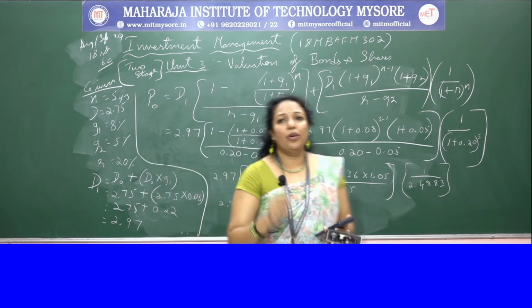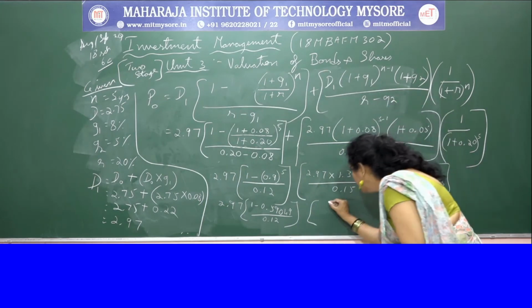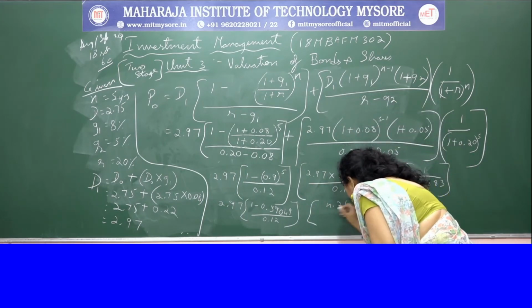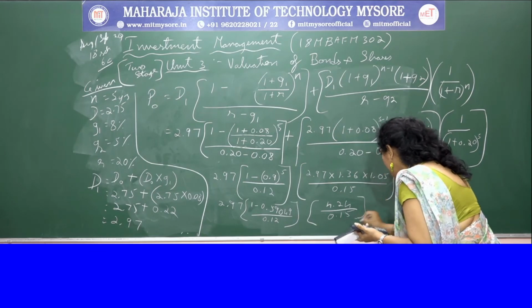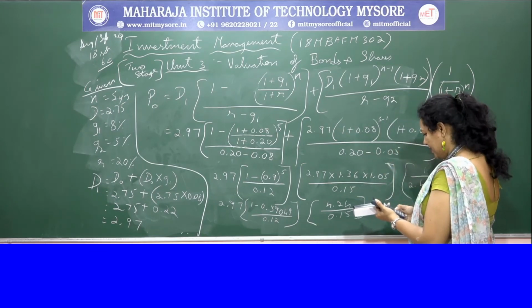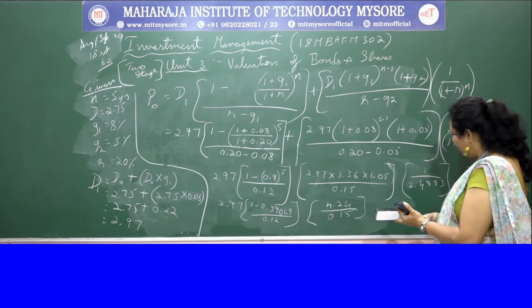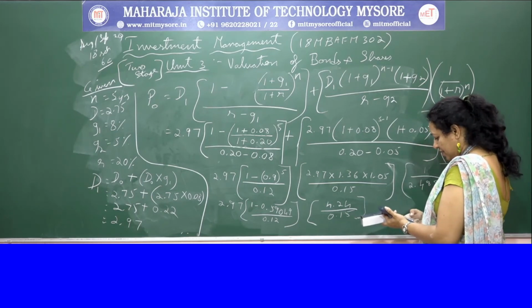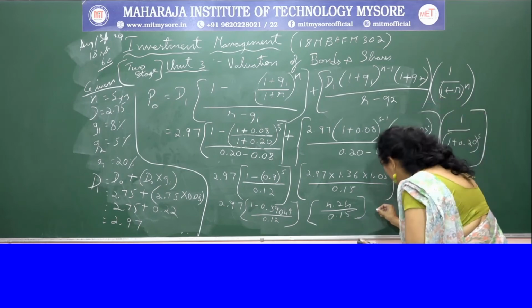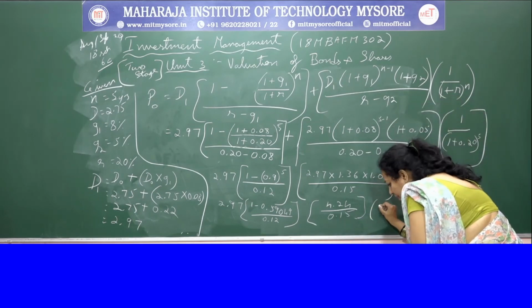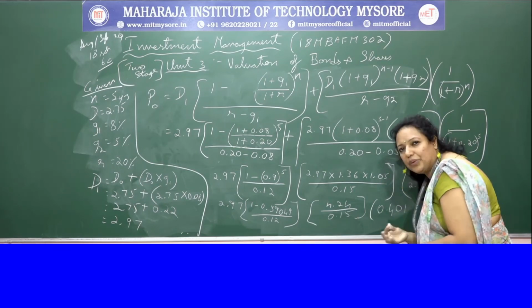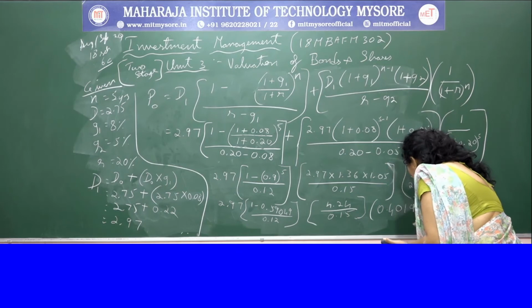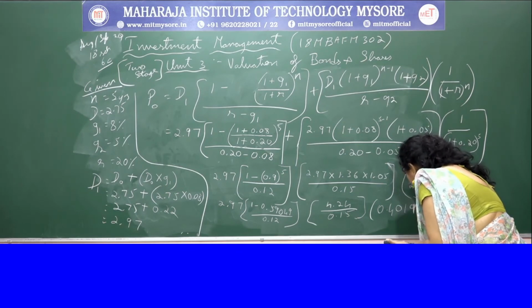You get 4.24. 4.24 divided by 0.15. Okay, then I'll divide this: 1 divided by 2.4883. You get 0.4019. You can take 9 because it is 8, so you can take 9.